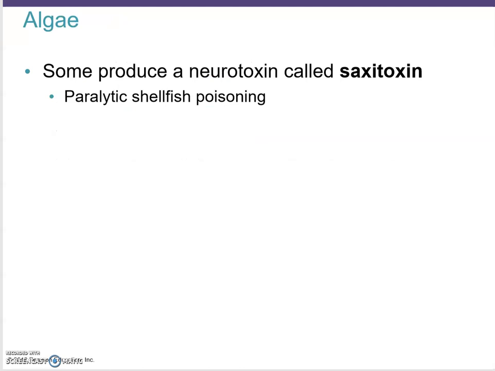Some algae can also be toxic. There are some that produce a neurotoxin called saxitoxin. An example for that would be paralytic shellfish poisoning.